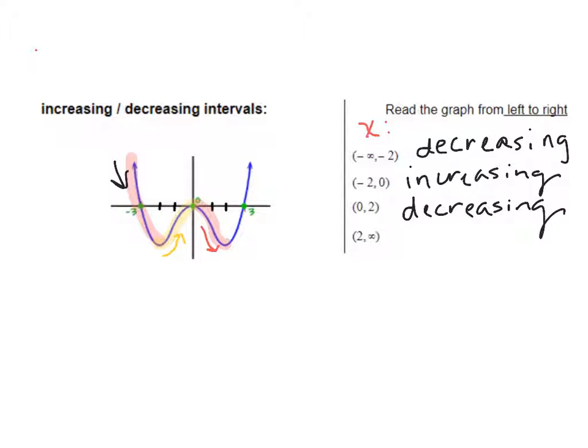And then finally, from x equals 2 to infinity, that's from here to positive infinity. Again, I'm going to highlight it. So we're talking about that area right there, which, reading left to right, we see that it is increasing.